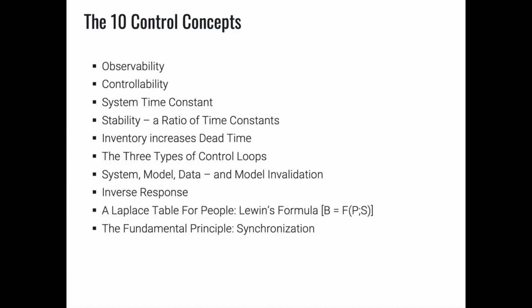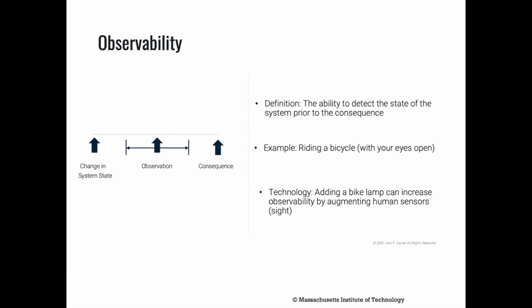And let me tell you what those 10 control concepts are: observability, controllability, the overall time constant, stability, the inventory and dead time, the 3 types of control loops, systems, models, and data, inverse response, and of course, the Laplace transform for how people behave, which is Lewin's formula, and then ultimately the fundamental principle of synchronization. So let's look at observability.